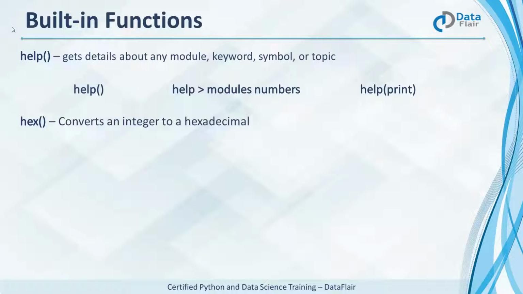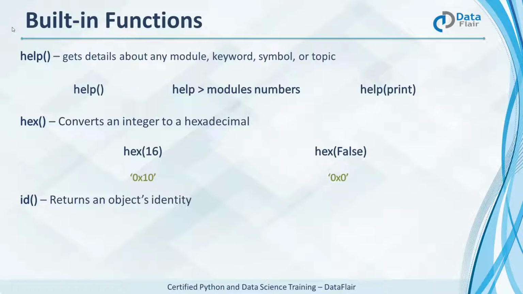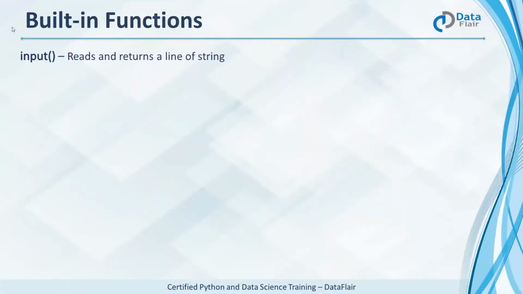Hex converts an integer into the hexadecimal format. 16 is 0x10, false is 0x0. ID returns an object's identity. Orange is this, and these two sets are identical. All good so far, just stay with me a while longer.